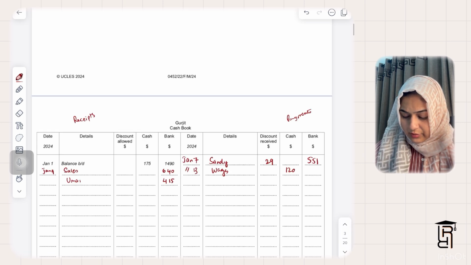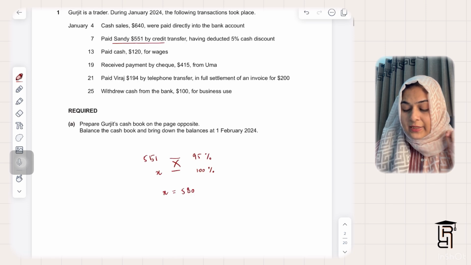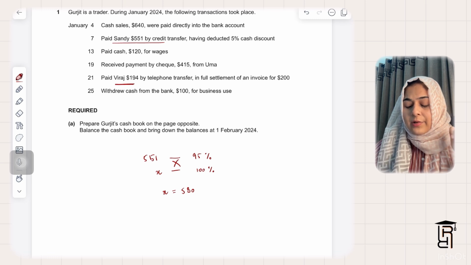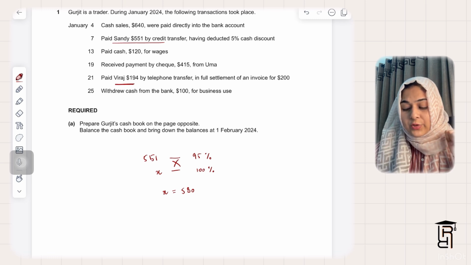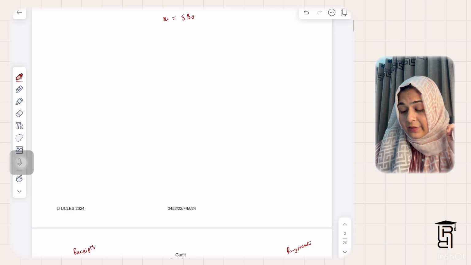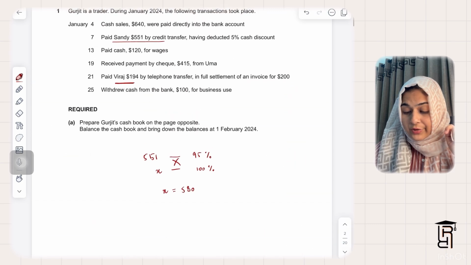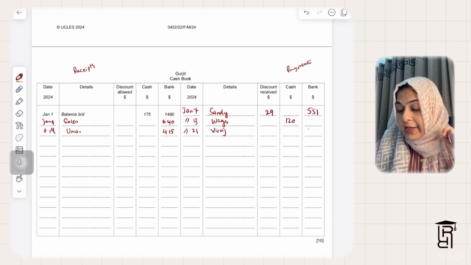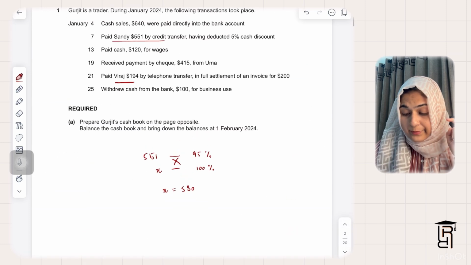In the next transaction, we are paying someone some amount. $194 by telephone transfer in full settlement of an invoice of 200. So we were supposed to pay Viraj $200, but rather than paying $200, we are paying Viraj $194 by telephone transfer. So this I will record on the credit side of the cash book. I will write here January 21, Viraj. I will write 194 in the bank column, and I will write $6 in the discount received column.